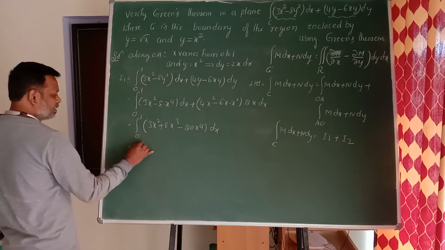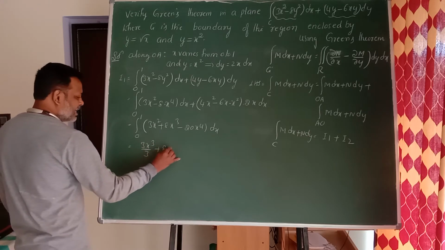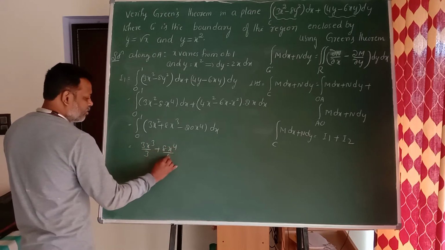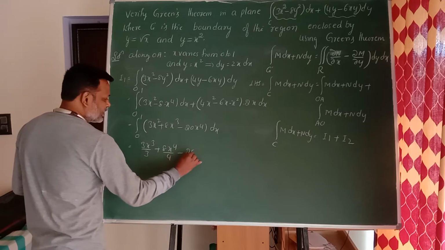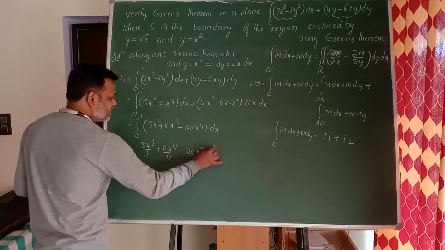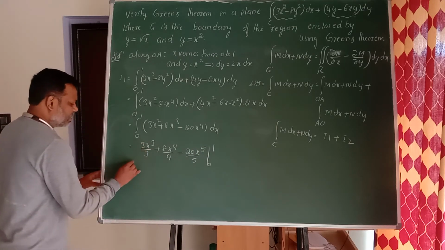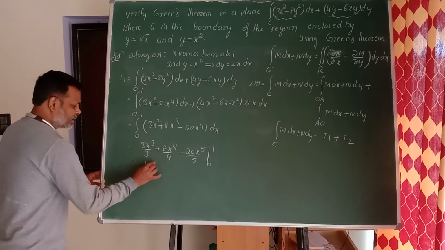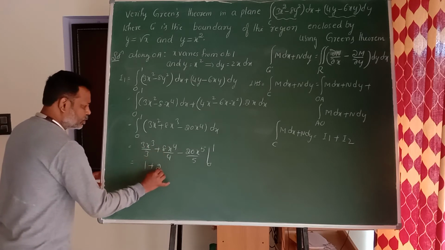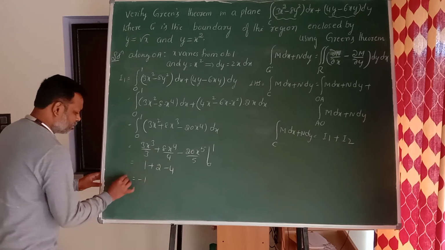Now you have to integrate this. This becomes 3x³/3 + 8x⁴/4 − 20x⁵/5, from 0 to 1. Since the lower limit is 0, just apply the upper limit. Then it becomes 3/3, that is 1, plus 8/4, that is 2, minus 20/5, that is 4. The answer is −1.